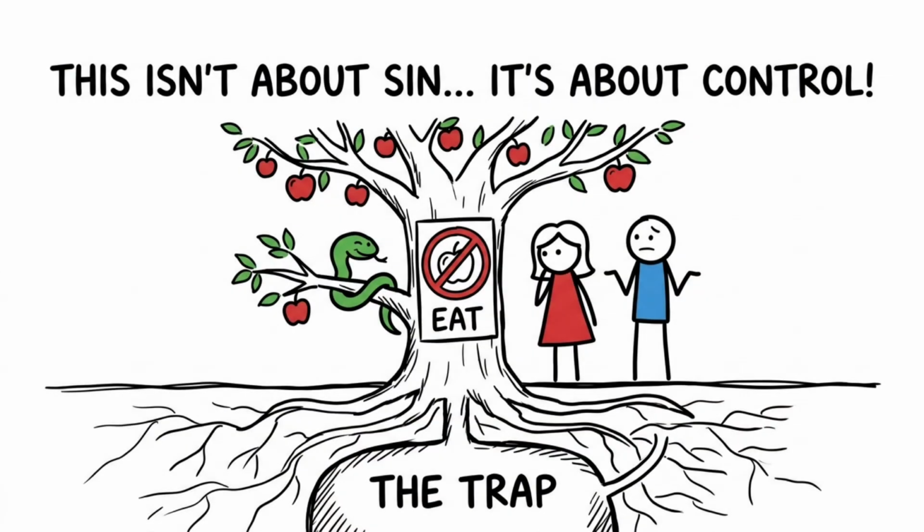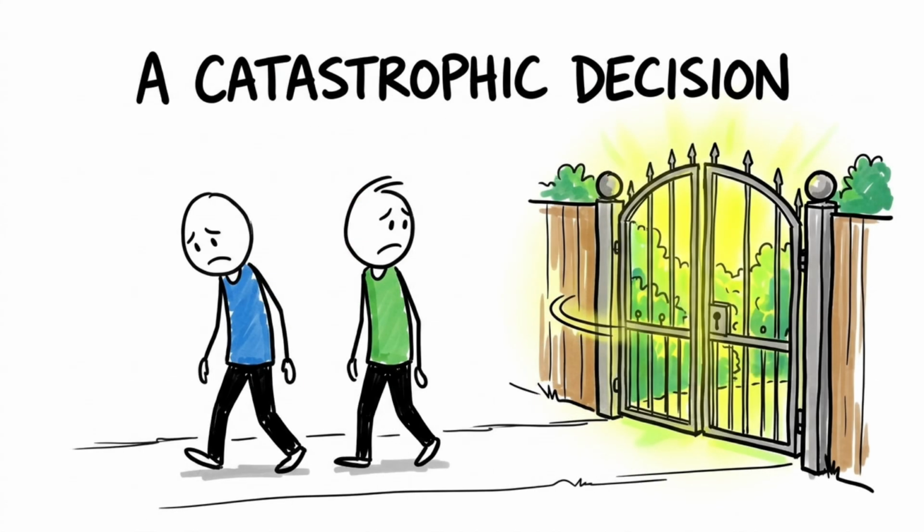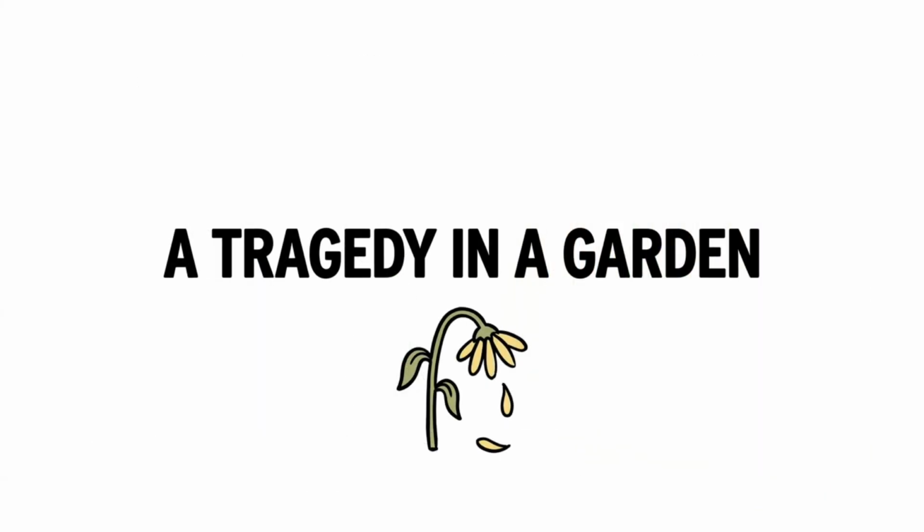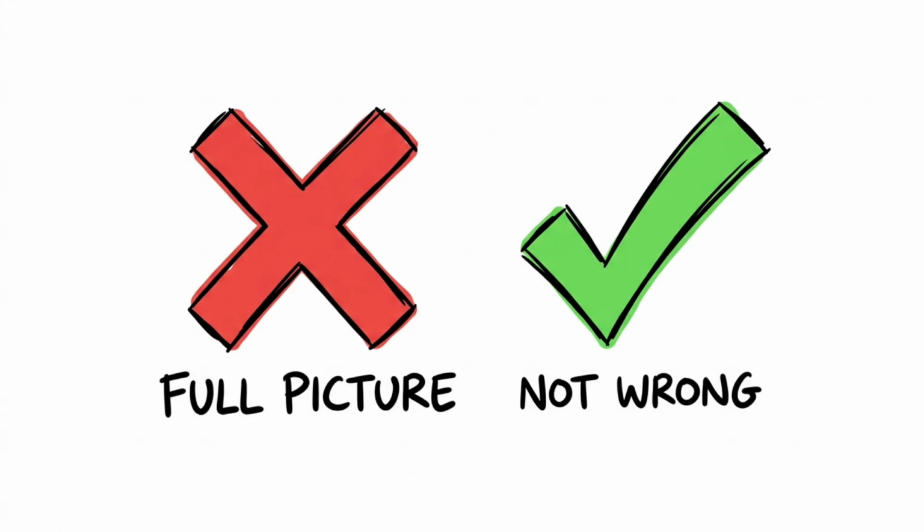Most people think they know the story of the Garden of Eden: a man, a woman, a snake, a piece of fruit, a catastrophic decision, and a God who shows up afterward and sends everyone away. A tragedy in a garden, a beautiful beginning that went wrong. That's not wrong exactly. But it's also not the full picture.